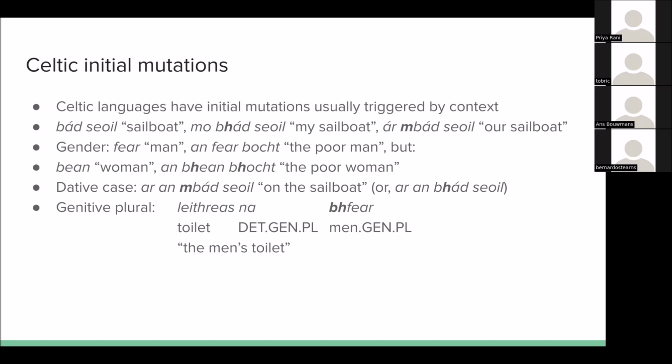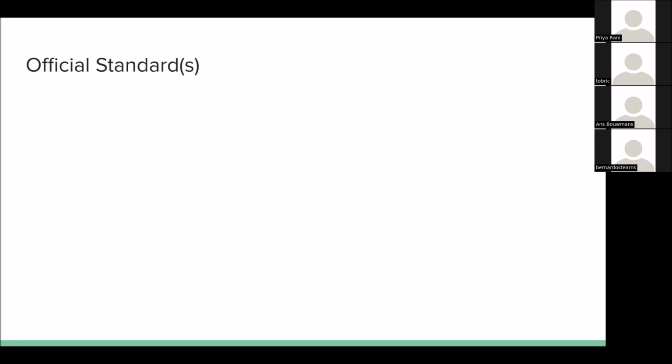So the rules around these are very complicated, and for learners, they can be challenging. For native speakers, maybe not so much, but for learners of the language, these are, outside of spelling errors, the most common errors that people make when writing Irish. Now, what are the rules?